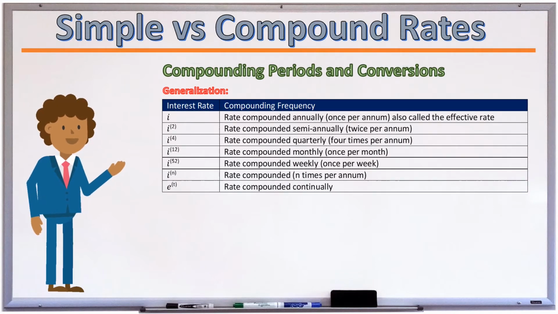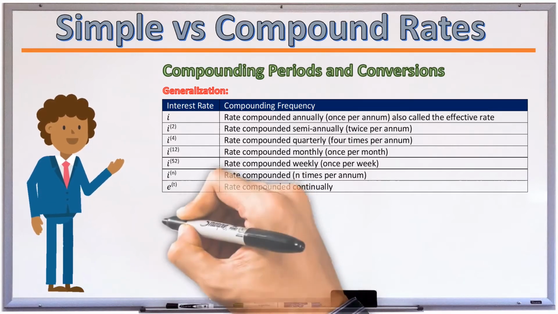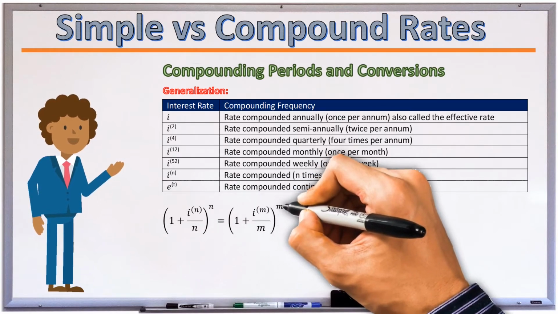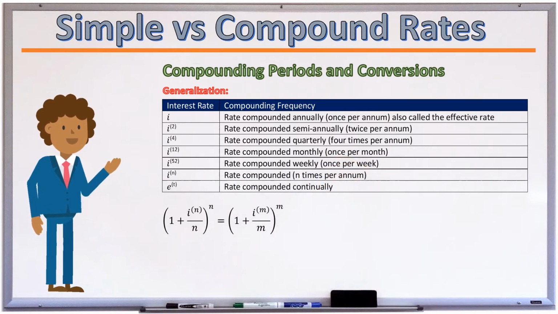So we need a formula that will standardize compounded rates so that they can be converted to annual rates and rates compounded at various other frequencies. This will easily enable us to compare different investments with one another. The following formula can be used when one wishes to convert between an interest rate compounded n times per annum and one compounded m times per annum.